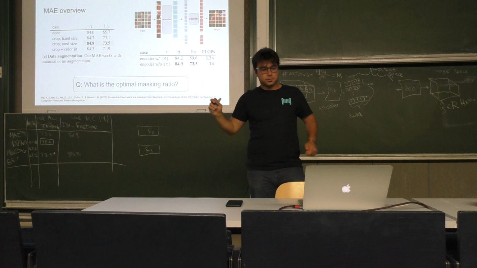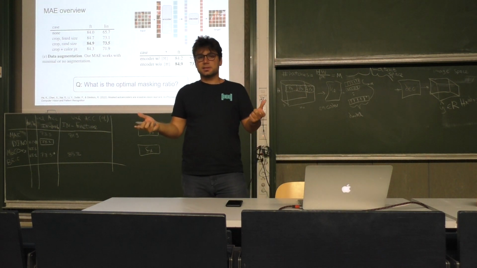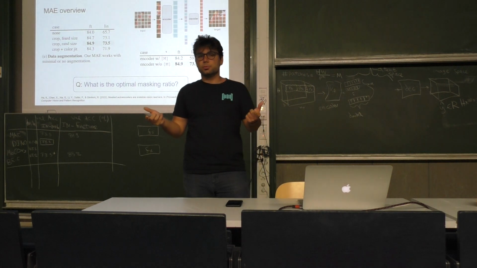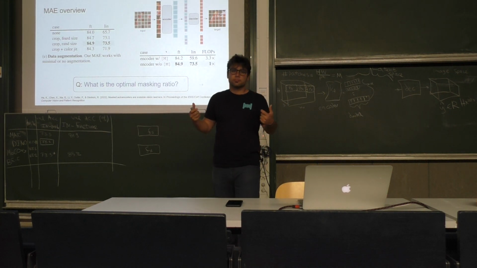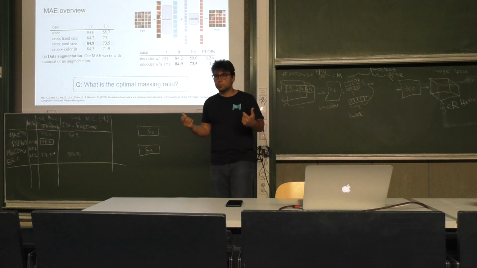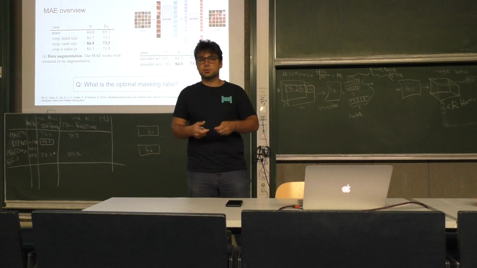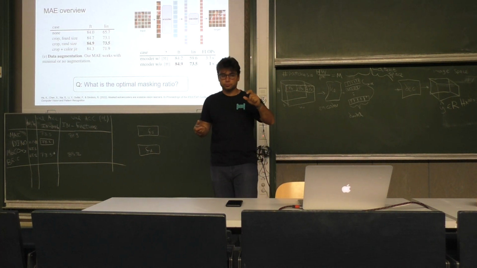So then I need to ask a very important question. What is the masking ratio that would be, let's say, the optimal? What would be the intuition on how to pick the masking ratio? How much of the patches should they mask?